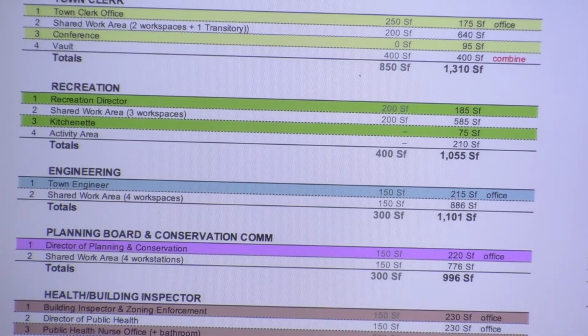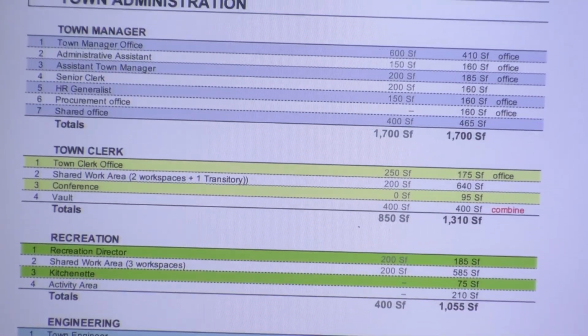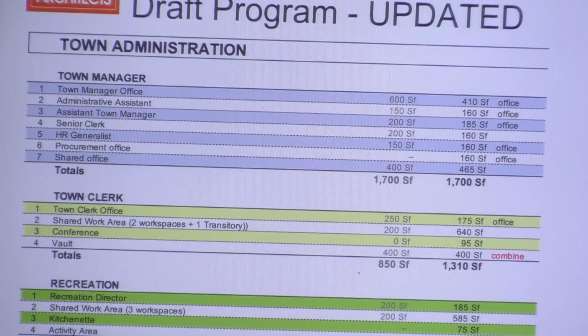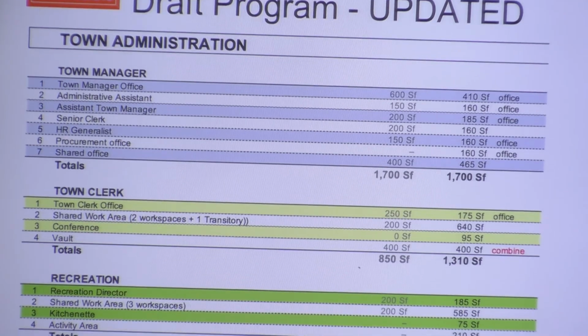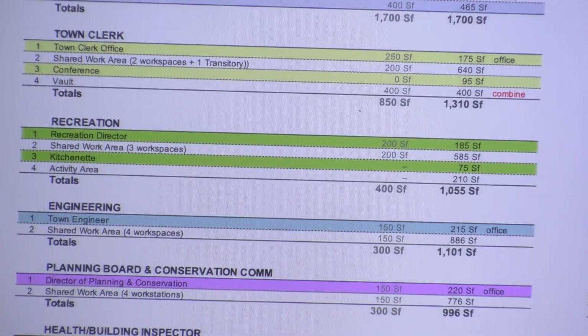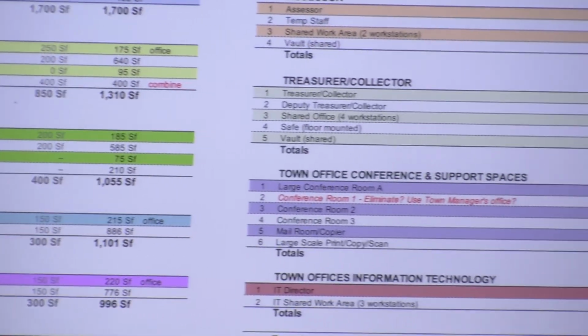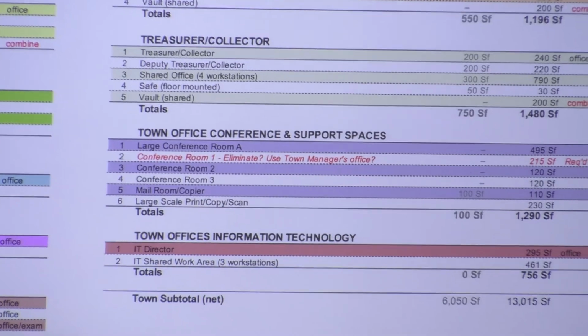You can see we've just taken the occupancy or the people side of the equation, so you can see the totals, and then each of the departments. We've got the town manager's office, the town clerk's office, recreation, engineering, planning. These are all the departments that are in the town offices. And then there's what we're calling support spaces, and this is conference rooms and so forth. And more recently we've added the IT department for the town offices. That wasn't on the last time that we showed that to you. And then there's a subtotal down there.